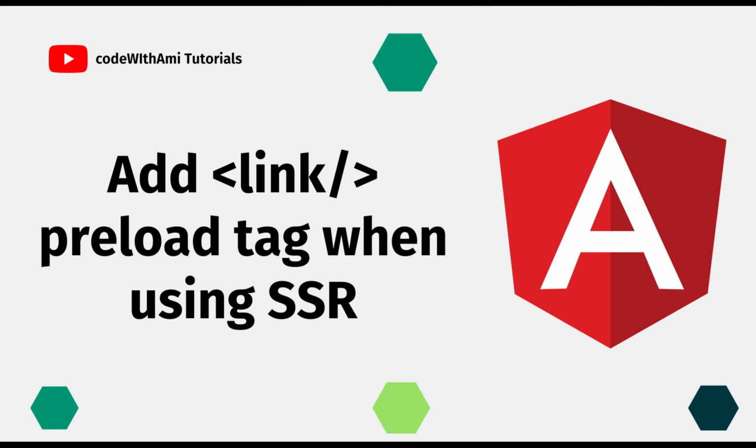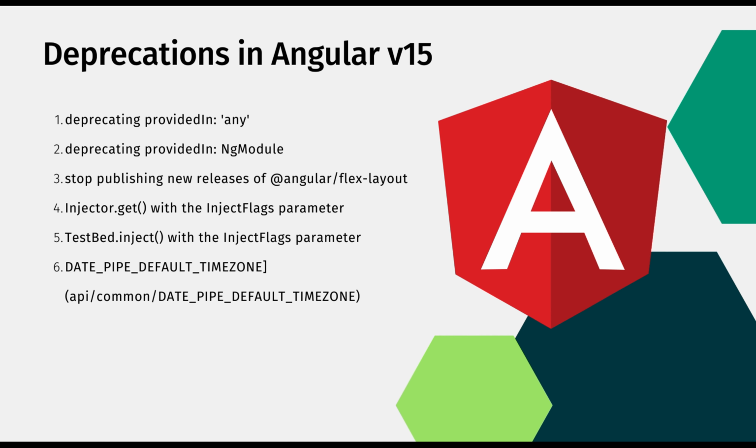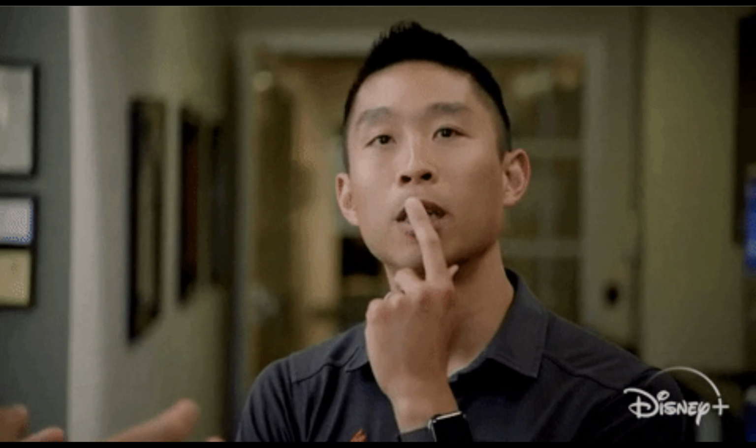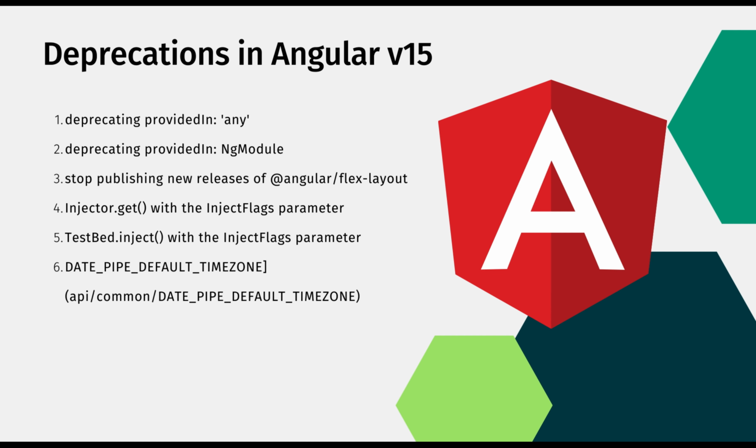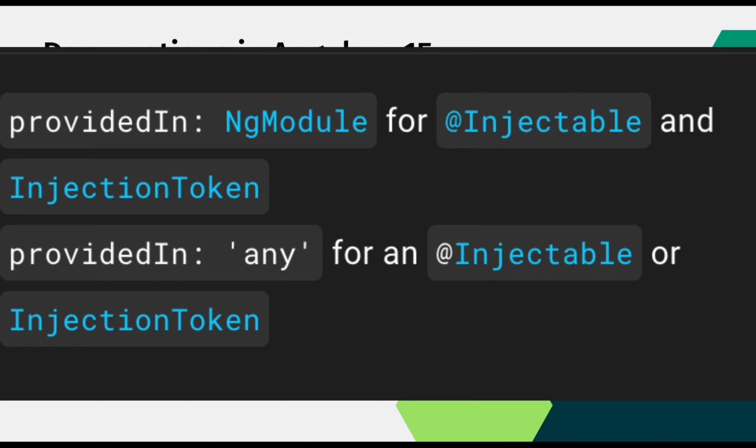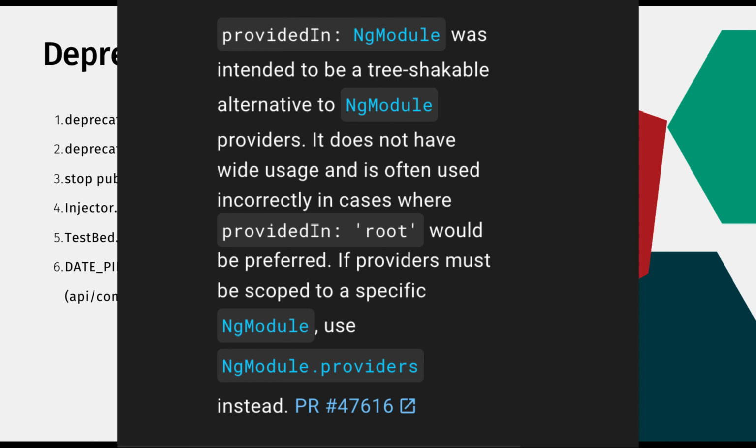Now let's talk about some deprecations that happened. So basically, after analyzing thousands of projects within Google, Angular team has found some rarely used things in Angular, and they have decided to deprecate them in Angular version 15. So one of them is providedIn: 'any'. This is being deprecated, so if you are using it in one of your projects, you might face some issues. So in short, you can just directly add providedIn: 'root' for your services.